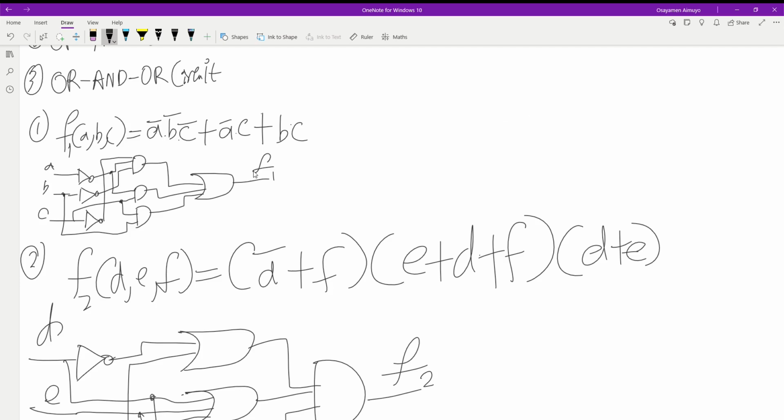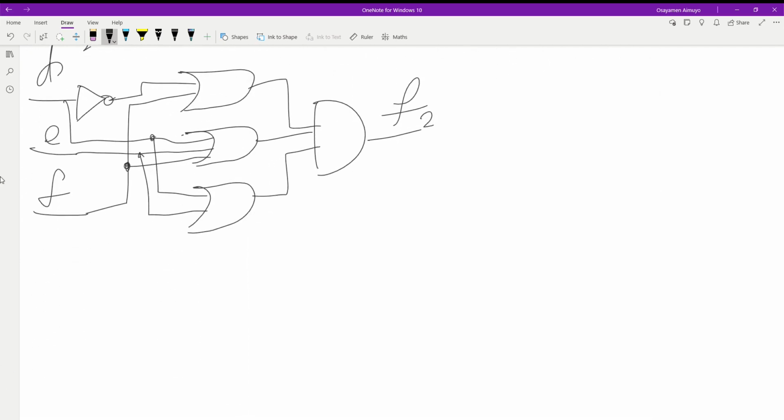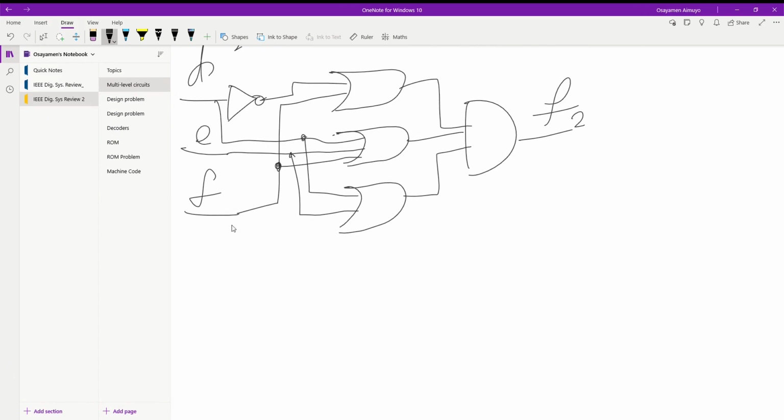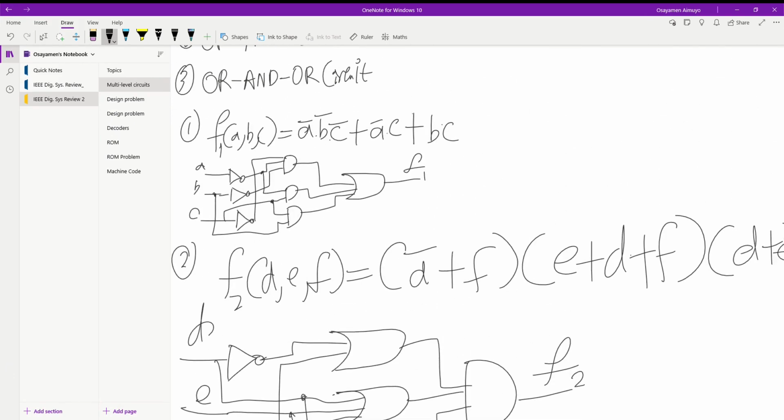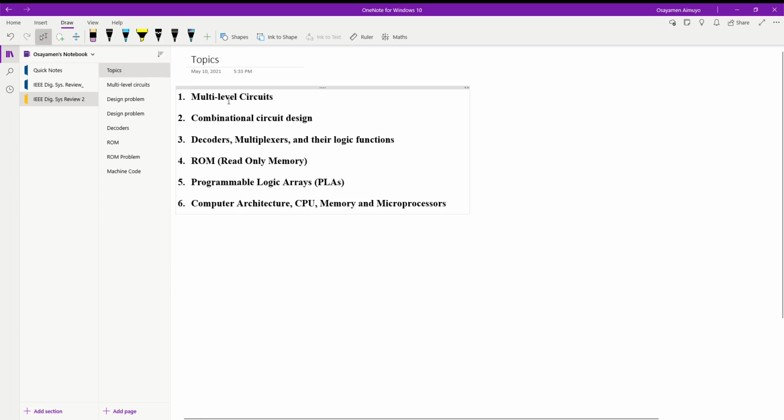Okay, so that is basically multi-level circuits. That is basically it. So on to the next topic, which for our purposes would be combinational circuit design.